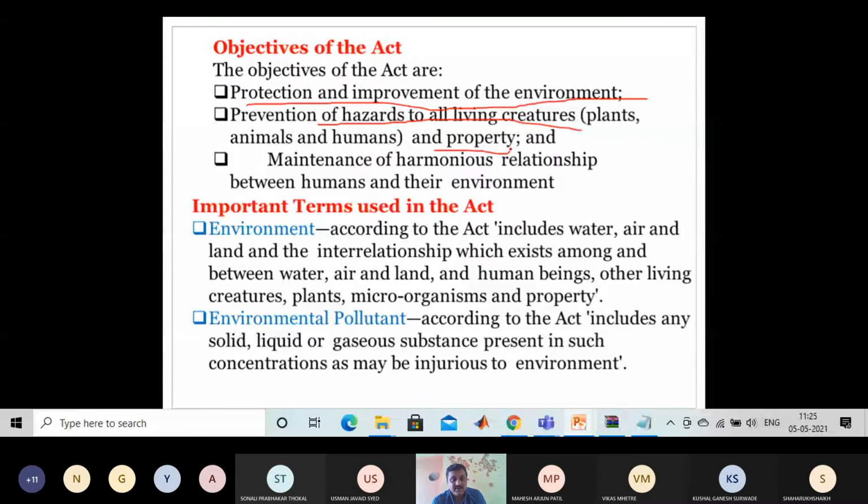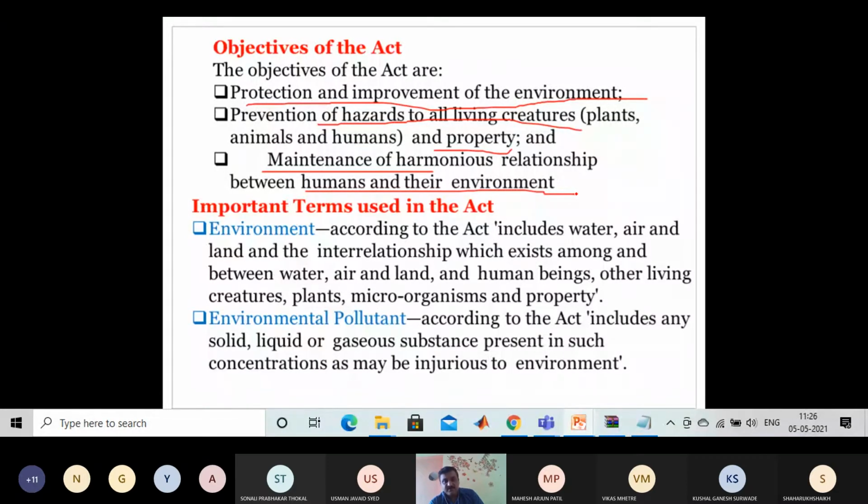Okay, last class we discussed the example of the Taj Mahal. If there is any problem with that structure, in that case also you need to think about whether the Act is going to be implemented or not. So the prevention of hazards to all living creatures, plants, animals, humans, as well as property. The third objective is the maintenance of a harmonious relationship between humans and their environment, because most of the time, for their own benefit, human beings play with the environment.